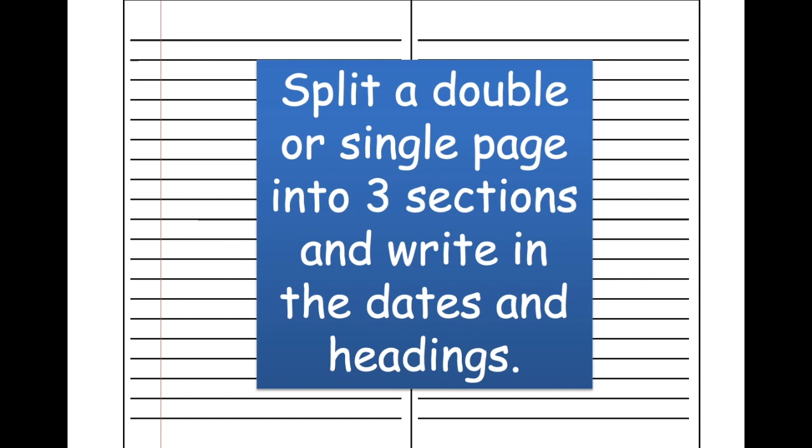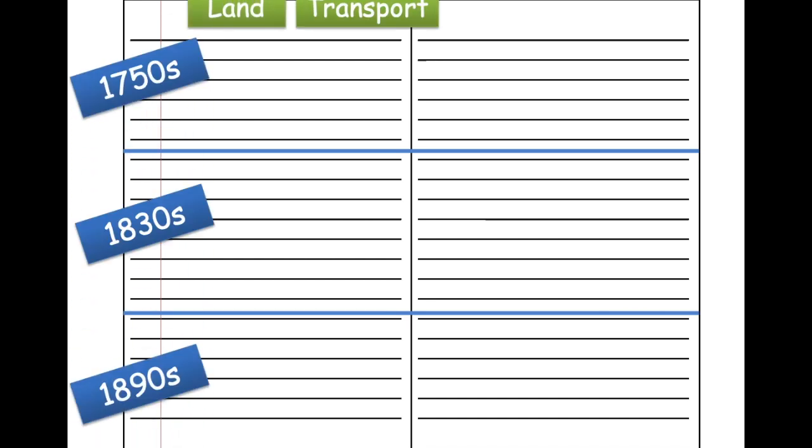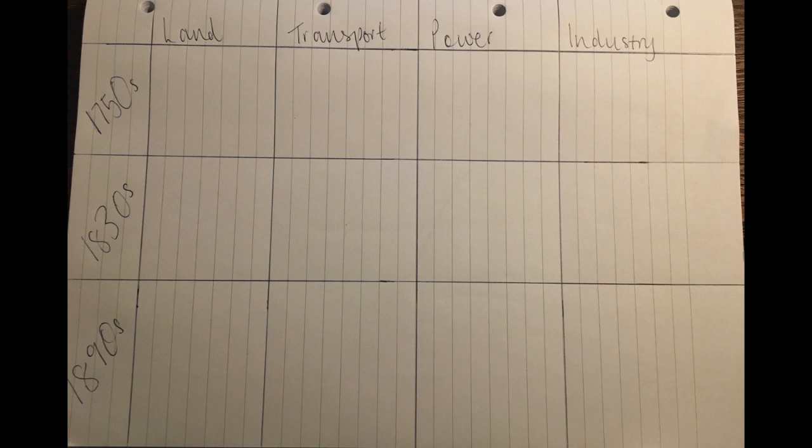We're going to split it up into 3 sections with a couple of different headings. So take a look. If you're doing it on a double page, this is what it's going to look like. So you're going to have 3 rows and 4 columns. So 1750s, 1830s, 1890s, and then you need a column for land, one for transport, one for power, and one for industry. Okay, I will show you what that looks like on an A4 piece of paper. So if you're just working on one piece of paper, it will look a little bit like this. Please make sure you're using a ruler just to keep that work nice and tidy for me, please, ladies.